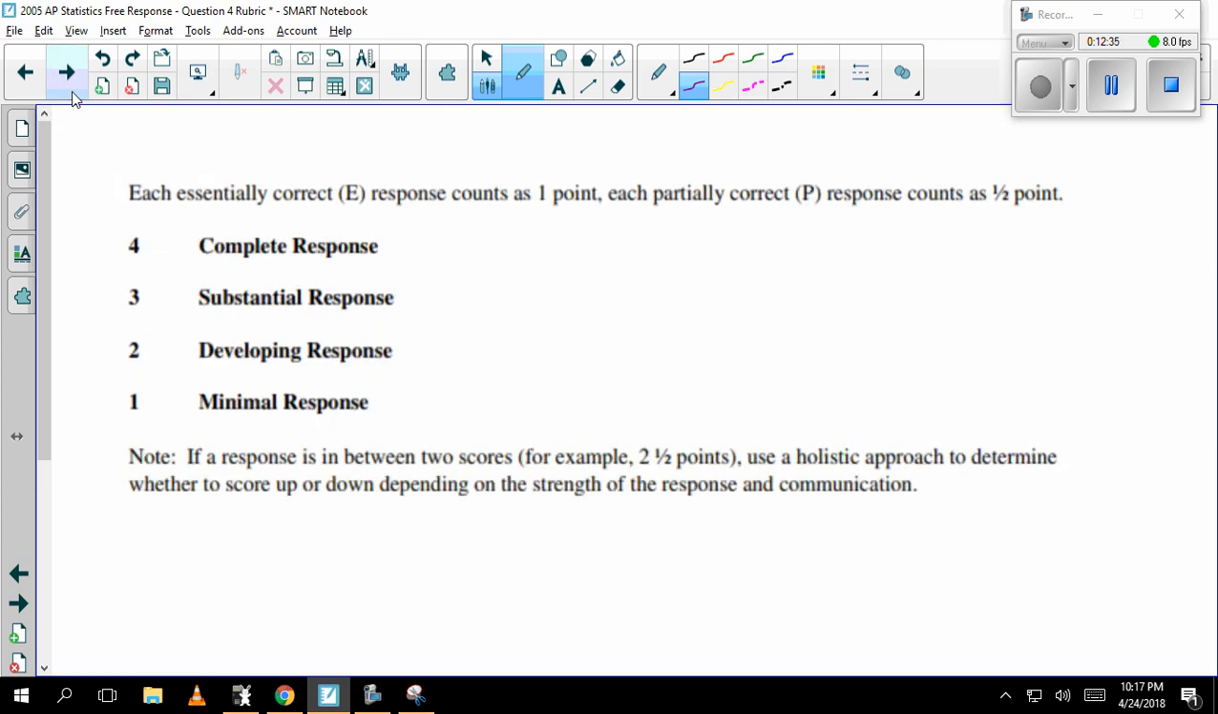Finally, to score it, they get 1 point for each E, a half a point for each P. Except on this problem, you couldn't actually get a P. So you get 1 point for each thing you got right. And there's your score. Write that number over in the margin.